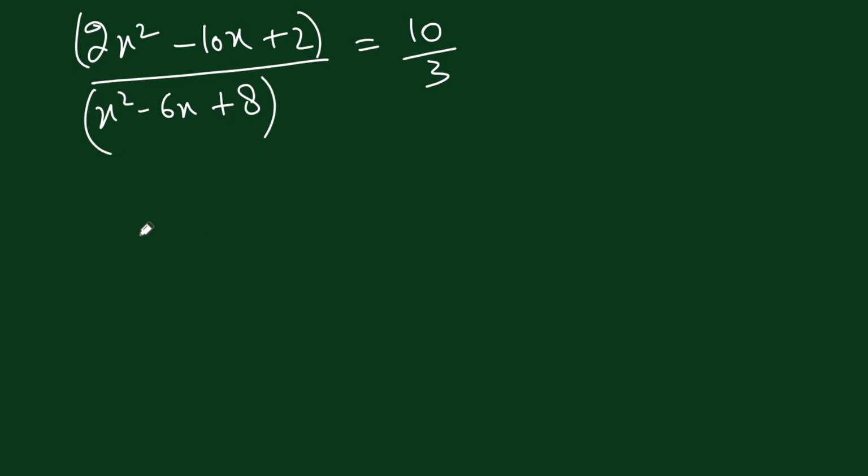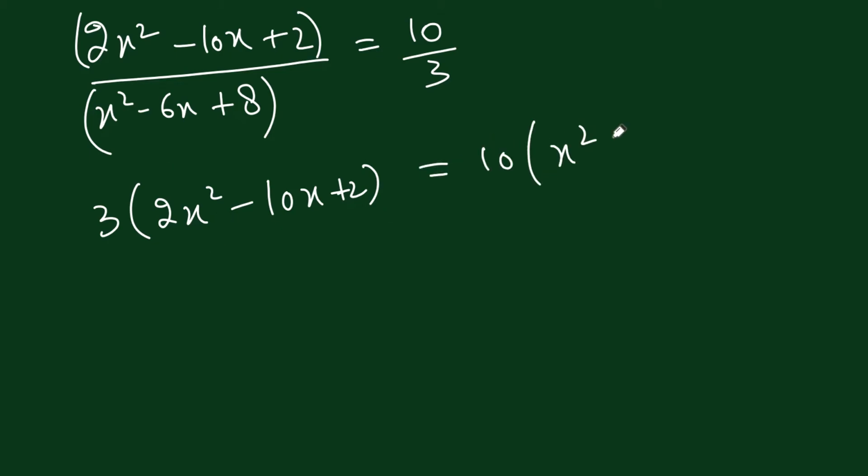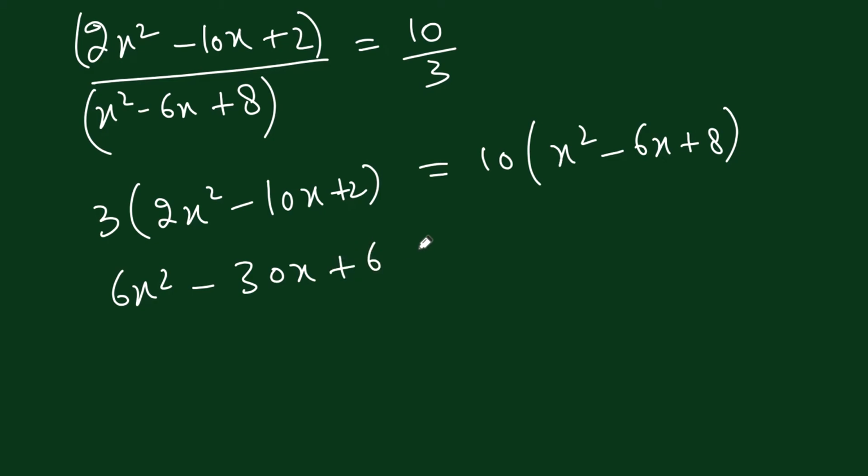What to do is, now take cross multiplication. 3 is in division, it goes to the left side and becomes multiplication with the whole bracket. The bracket is important because it's multiplication with all terms. So all the terms should be in one bracket, is equal to 10 into x square minus 6x plus 8. Putting these brackets very seriously. 3 into 2 is 6x square, 3 into minus 10 is minus 30x, 3 into 2 is 6.